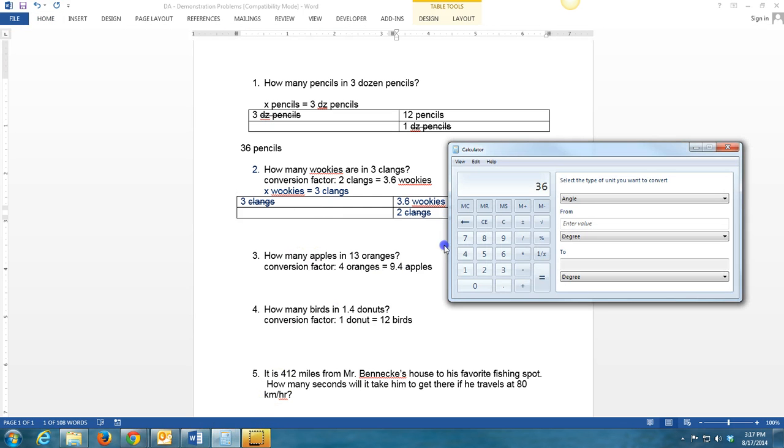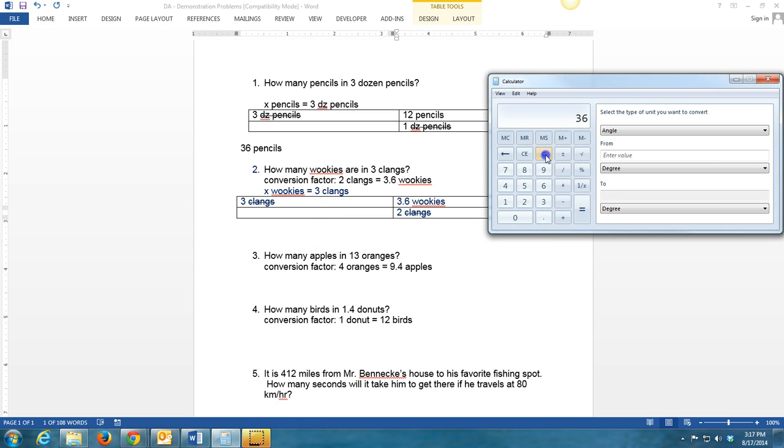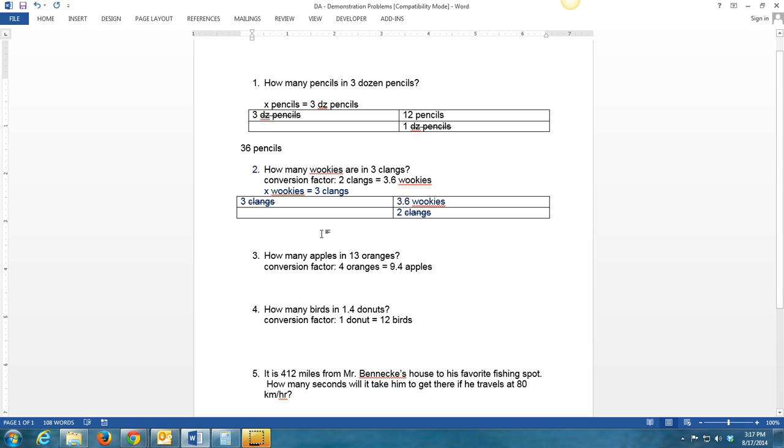Now I can bring in my calculator. I have 3, whoops, let's clear that. I have 3 times 3.6, and I divide that by 2. And my answer is 5.4. Your units should be Wookiees because there were no Wookiees over here to cancel. Again, put this in a box, make it a different color, help me see your answer. Always include units in your answer.